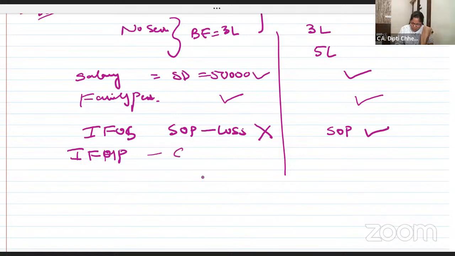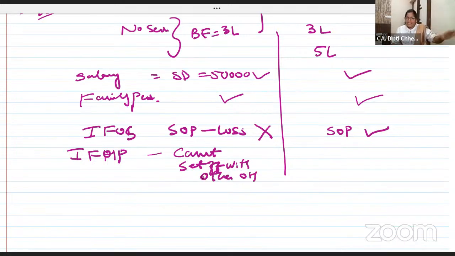House property loss cannot set off with other heads. You cannot set off. I'm not referring to any book right now, I'm doing it from my mind. I'll refer and show you the DT compiler. You can take a printout of at least these pages in the DT compiler from the Telegram. Okay, it's pinned over there.